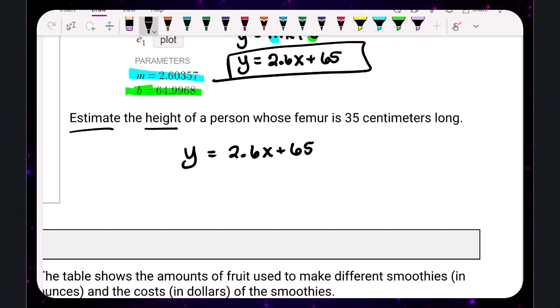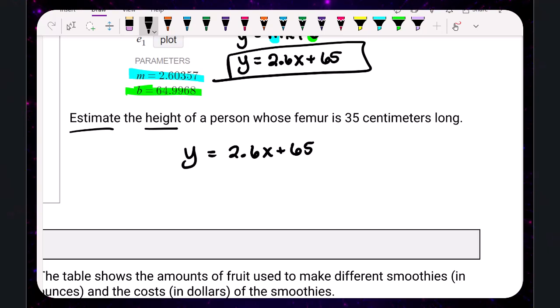All right, so we didn't really discuss it before, but let's talk about what your Y and your X stand for. If you look at the table, it shows that there's a relationship between femur length and how tall you are, which is your height. And if you don't know, your femur is that really big bone in your leg. It's the biggest bone in your body.